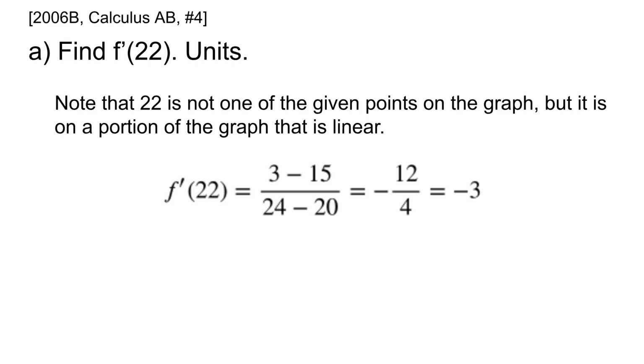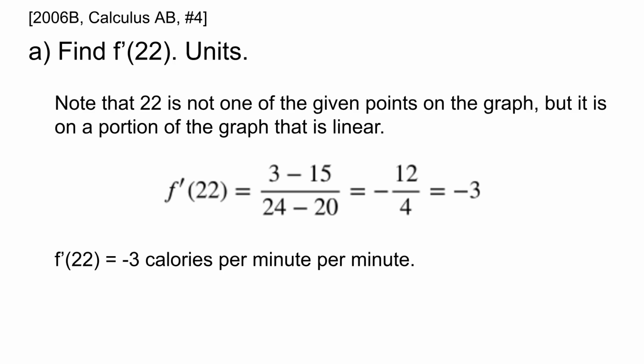F prime of 22 will be (3 minus 15) over (24 minus 20), which is negative 12 fourths, which is negative 3. So f prime of 22 is negative 3 calories per minute per minute.